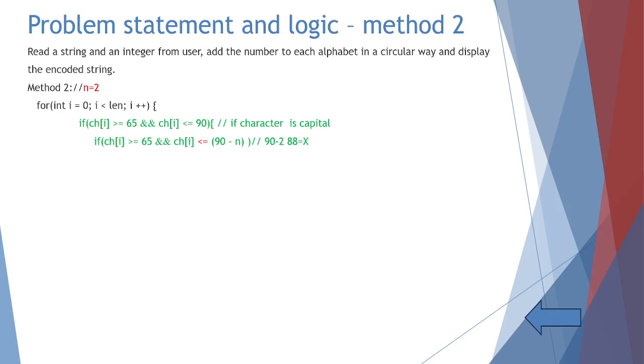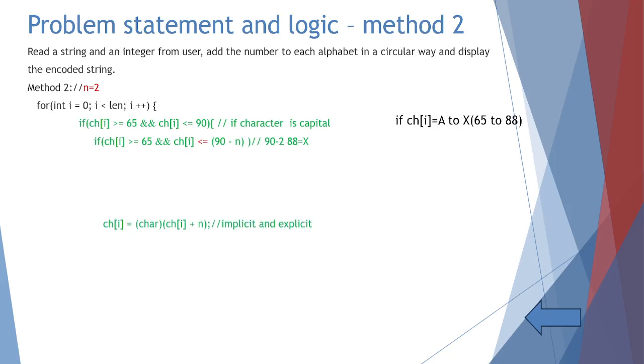90 is the last character minus n. Let's assume n is 2. 90 minus n would be 88. That is x. Then x plus 2 is z. No problems over here. Simple logic only.